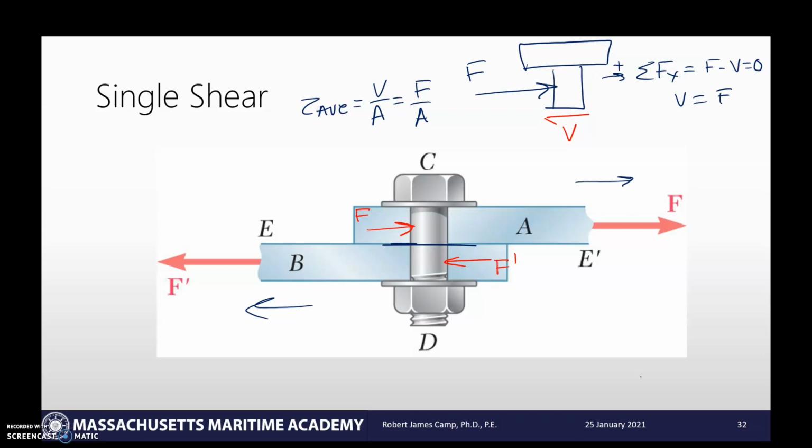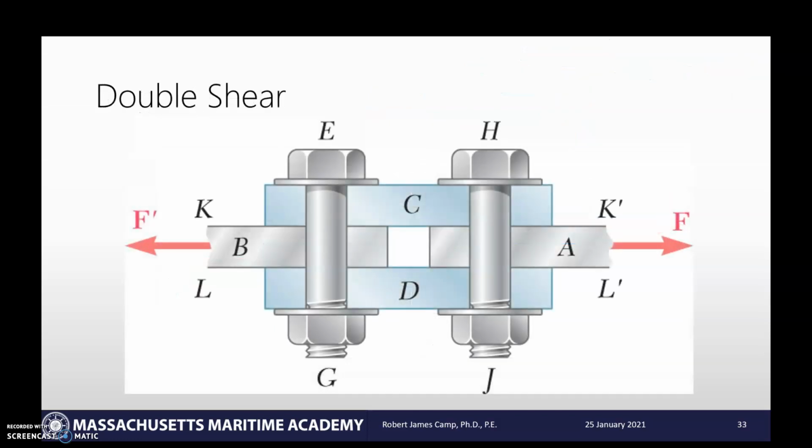What happens if we flip it a little bit, and we get something like this here? This is a double shearing application. It's called a double shear because we're going to have two different shear planes. Let's draw our free body diagram of the bolt. As I look at this, I'm pulling on plate B this way, plate A this way, which is pulling the bolt that way, but it's also pulling against the C and the D.